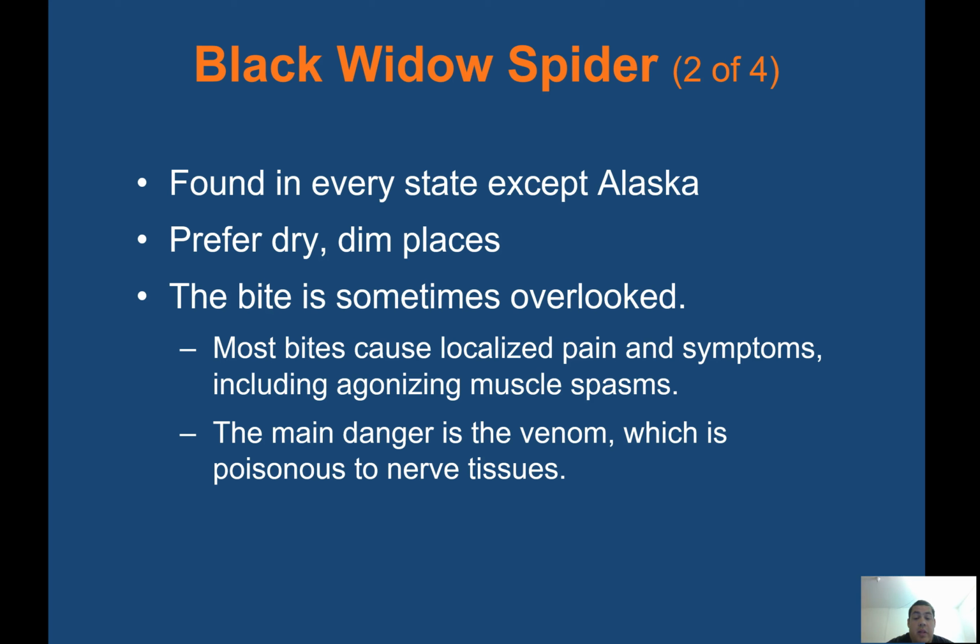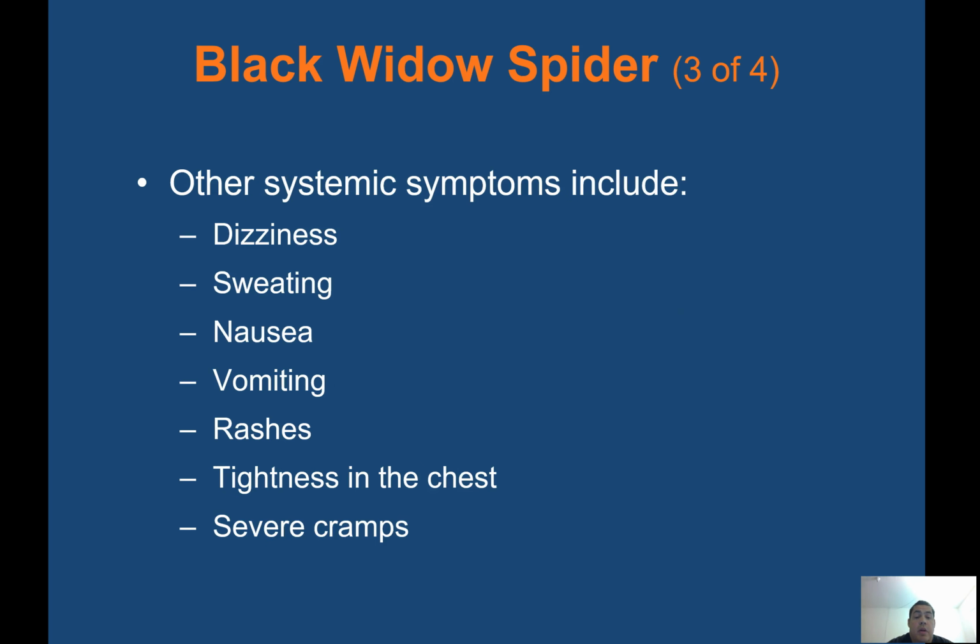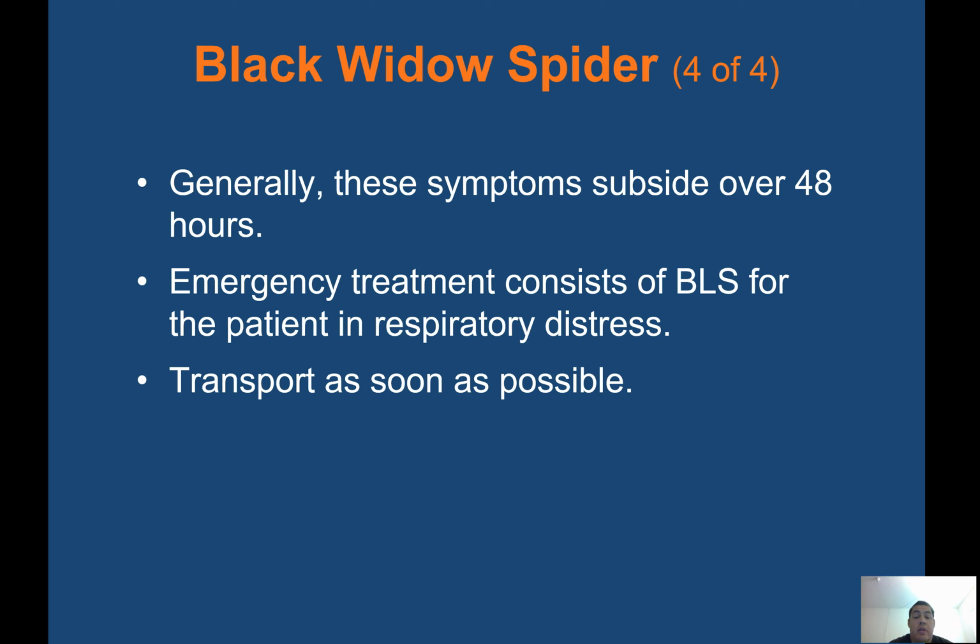Most bites cause localized pain, and symptoms include agonizing muscle spasms. The main danger is the venom, which is poisonous to nerve tissues. Other systemic symptoms include dizziness, sweating, nausea, vomiting, rashes, tightness in the chest, severe cramps. Generally, these symptoms subside over 48 hours. Emergency treatment consists of BLS for the patient in respiratory distress, and transport as soon as possible.